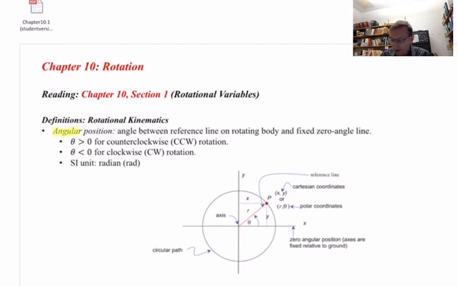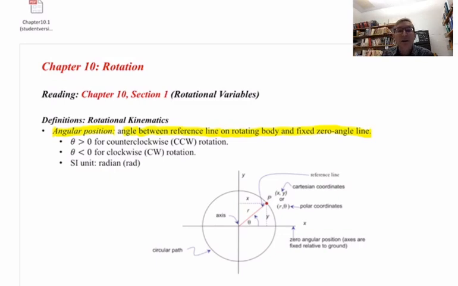We need to be able to denote where that red dot is, for example, on our rotating wheel. We're going to pick a point on the rotating object, and keep track of where that point is as the object rotates. By angular position, we mean the angle between a reference line on the rotating body and a fixed zero angle line. So let's refer to this picture that I have sketched here.